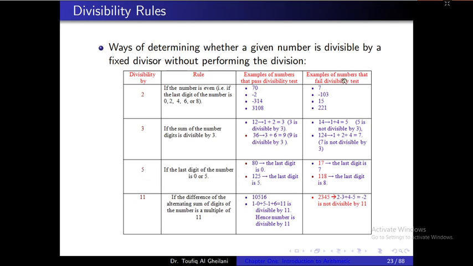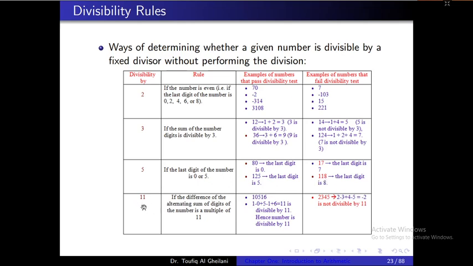Let's take examples of numbers that are not divisible by 5. 17 is not divisible by 5. Why? Because the last digit is 7, not 0 or 5. Here, 118 is not divisible by 5. Why? Because the last digit is 8, not 0 or 5.